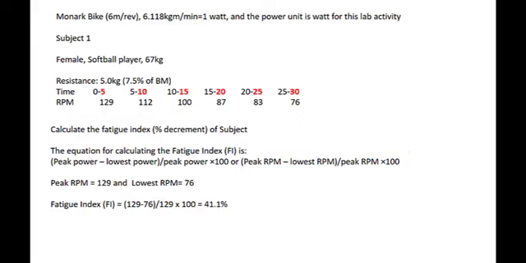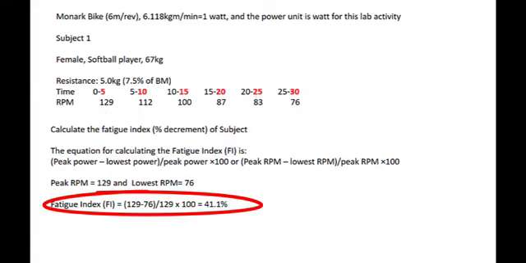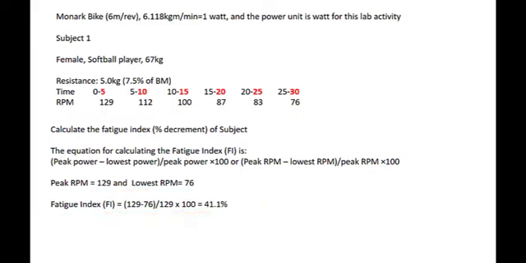In this case, peak RPM equals 129 and lowest RPM equals 76. And fatigue index equals open bracket 129 minus 76 close bracket divided by 129 and multiply 100, which equals 41.1%.